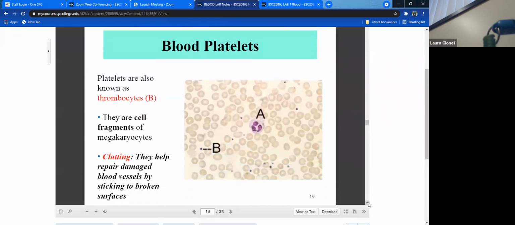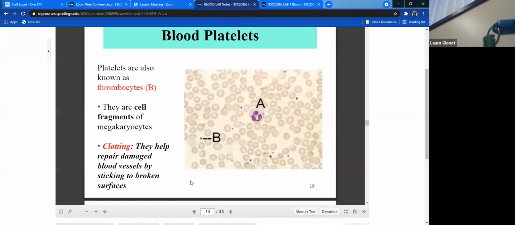Blood platelets. Platelets are also known as thrombocytes. They're actually cell fragments. They exfoliate off the surface of what's called the megakaryocyte. And that's why you have all those little dark purple fragments all over. So they are active in clotting. Clotting helps repair damaged vessels by sticking to the surfaces and bringing them together. It depends on whether it's an extrinsic pathway. An intrinsic pathway has clotting, but for different reasons.